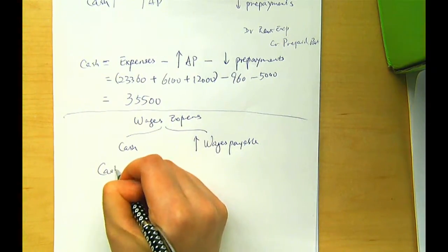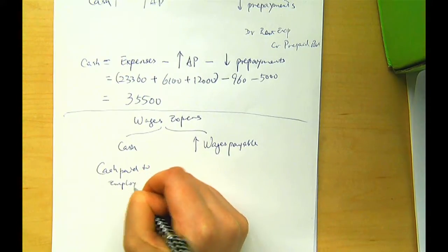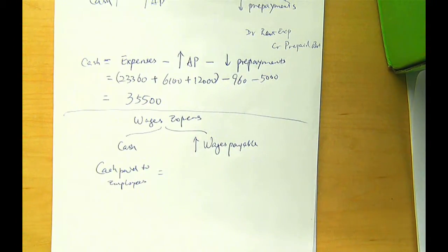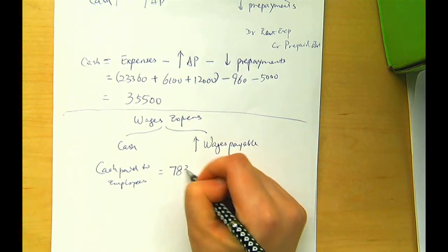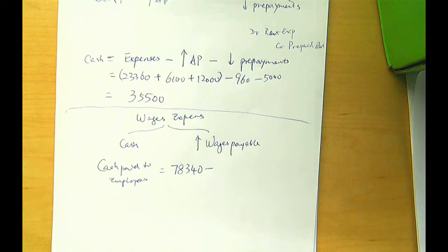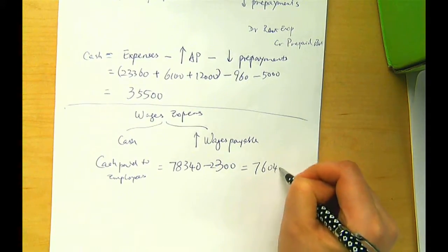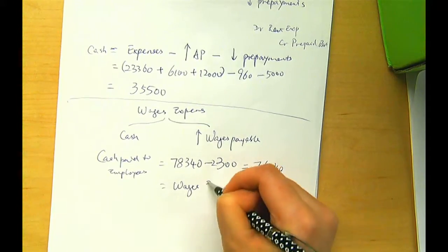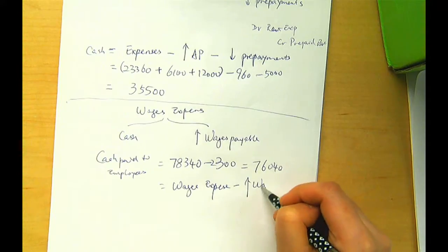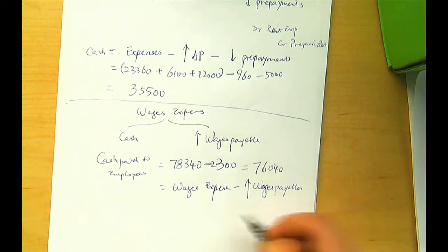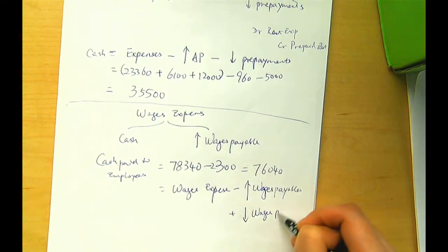So cash paid to employees should be equal to total wages expense. Wages expense can be found again in income statement. Wages payable, changes in wages payable, increase or decrease. We have an increase of $2,300. So this is an outflow. So that equals wages expense minus increase in wages payable, or plus the decrease in wages payable.